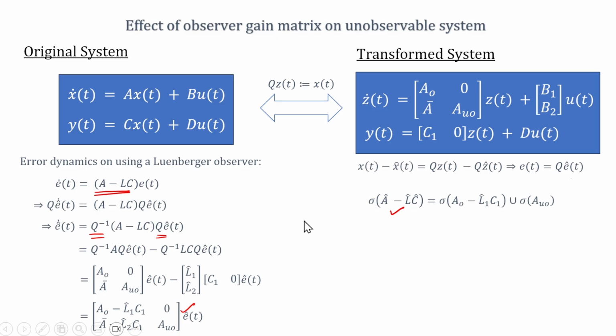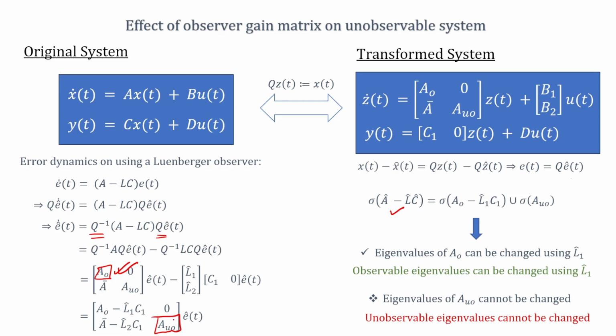Since the eigenvalues are the same, notice that in this expression this part does not depend on the L value. In other words, whatever value of L you choose, you won't be able to change the eigenvalues of this part. That is the reason the eigenvalues of AO, which you can change with the help of L1 hat, are known as the observable eigenvalues, and the eigenvalues of AUO are known as the unobservable eigenvalues.